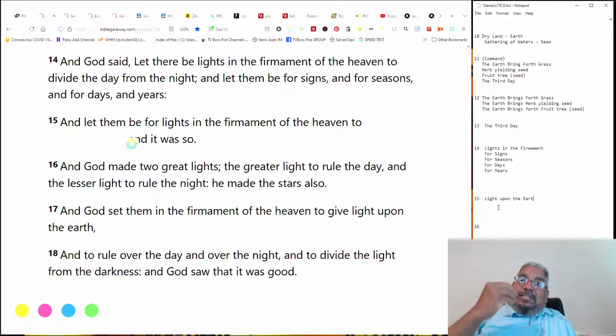So then what is the impact of having these stars lighting upon the earth? You see, so that begs the question.